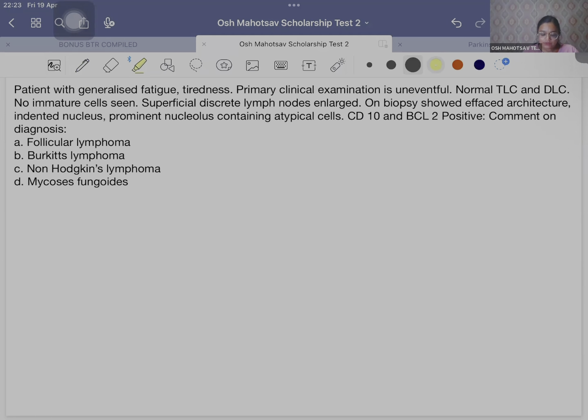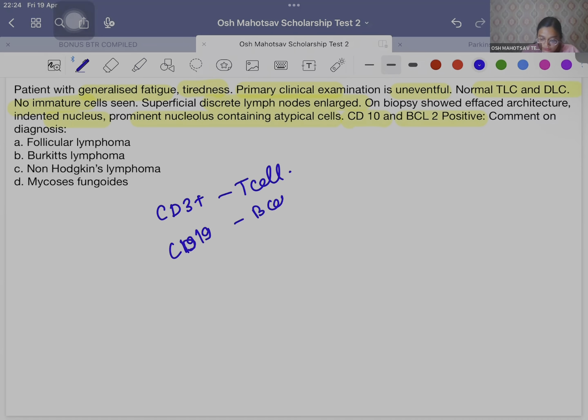Next, a patient has generalized fatigue and tiredness. Primary clinical examination is uneventful, normal TLC, DLC, no immature cells, superficial discrete lymph nodes. We are finding architecture, indented nucleus, cells with prominent nucleolus, CD10 and BCL2 positive. What will be the diagnosis? For the diagnosis, you have to remember some CD markers. CD3 is the marker for T cells. For B cells, the pan B cell marker is CD19.